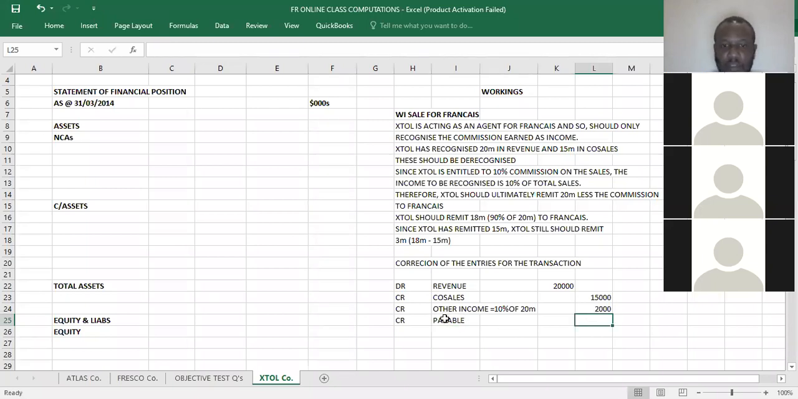So we can say payable, which is equal to the original 18 it was supposed to remit minus the 15 that it has already remitted. So that gives us 3,000. And basically that's all. So with that, we've done what we are supposed to do.